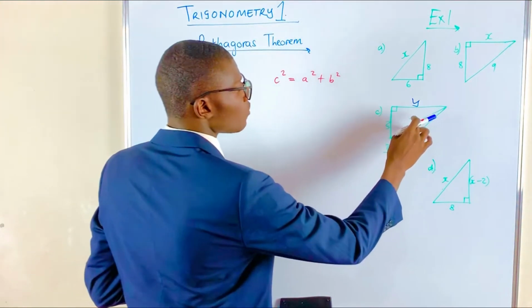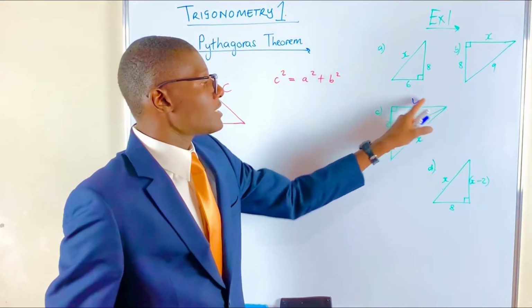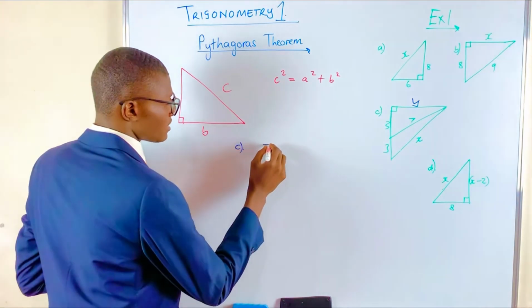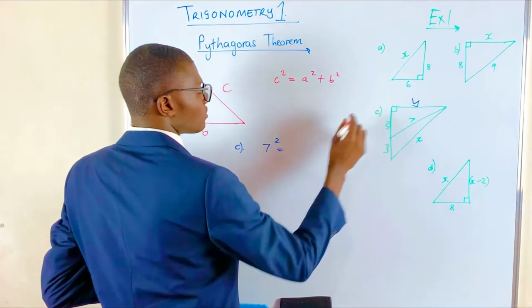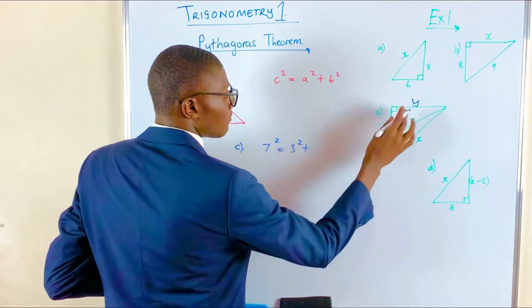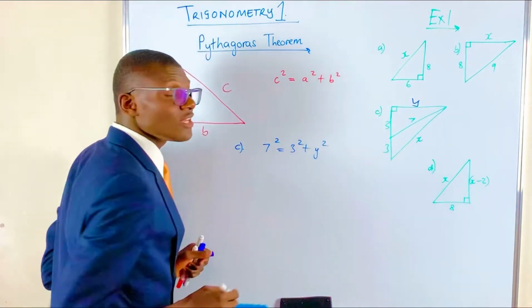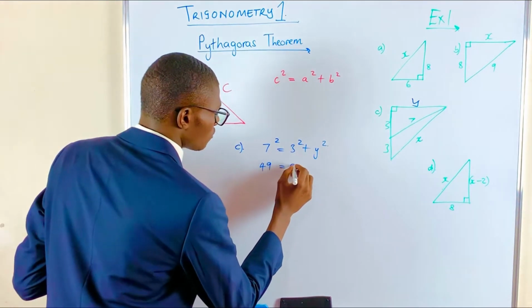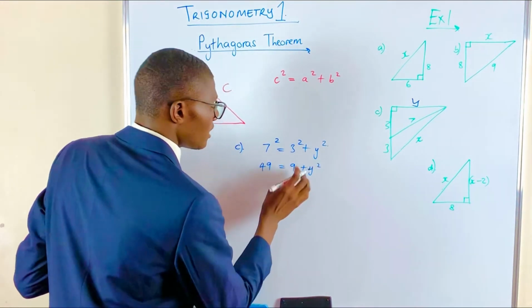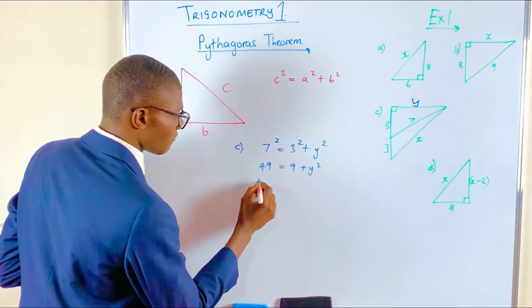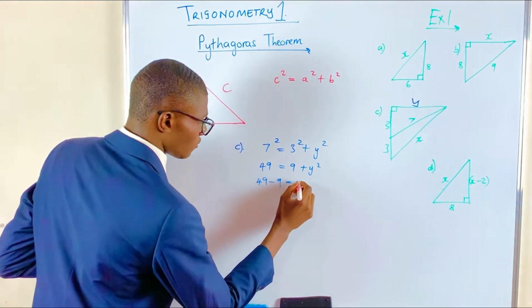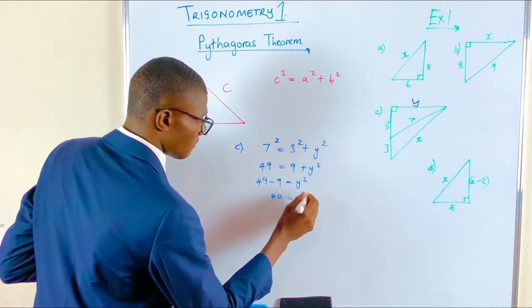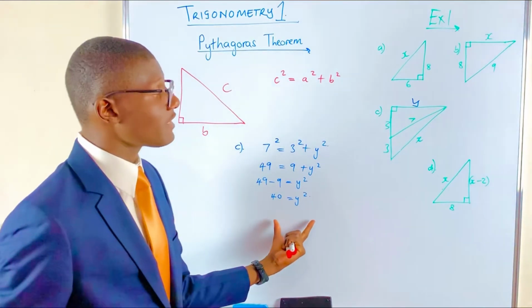So to calculate y using the smaller right angled triangle, the hypotenuse side is 7. So for part C, we are saying 7 squared is equal to 3 squared plus y squared. Then we solve for y. So 49 is equal to 9 plus y squared. Then taking 9 to this side, we're saying 49 minus 9 is equal to y squared. Then 40 is equal to y squared. So we can leave it like this.